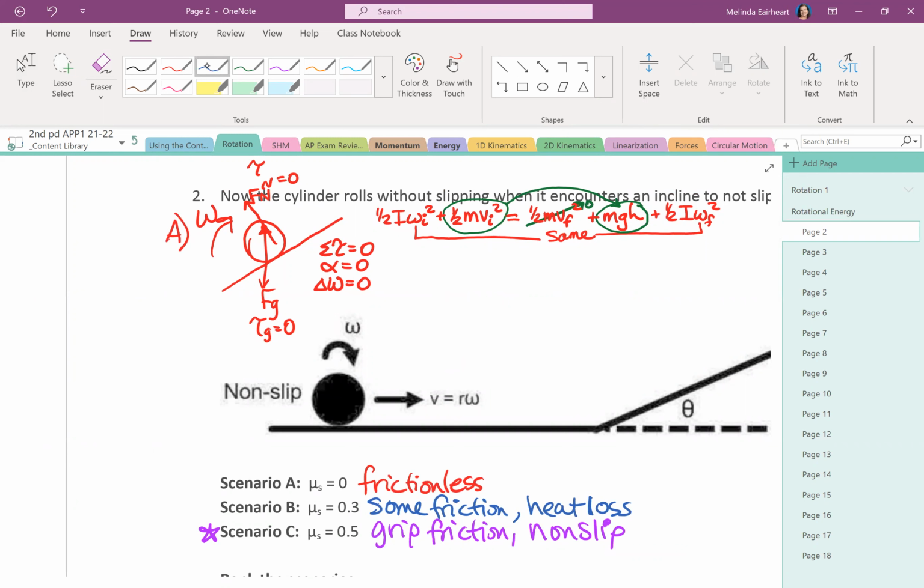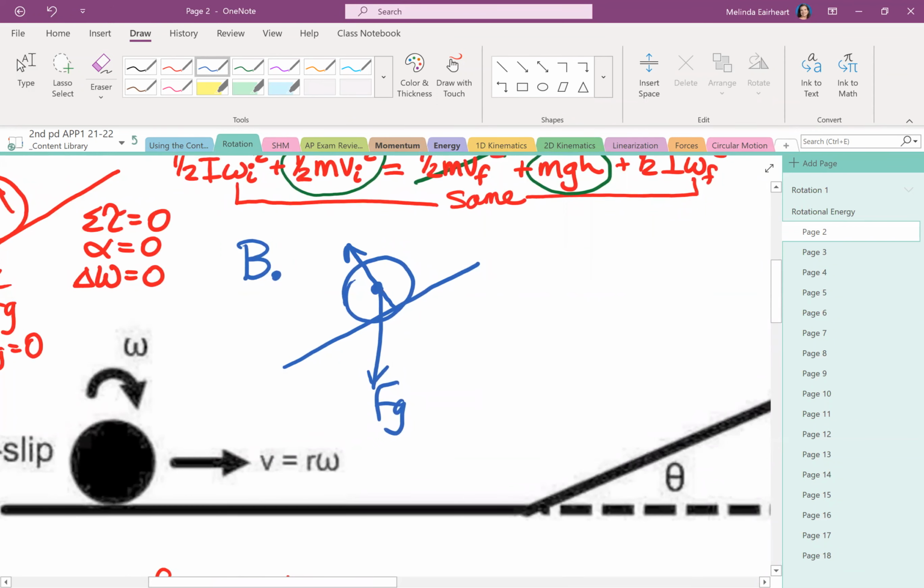Let's take a look at B. B has some friction, but again, it's not that optimal. So we're still going to have the same gravitational force, the same normal force, no torque from normal and gravity. Now we're going to have some friction, and it's going to slow us down, right?